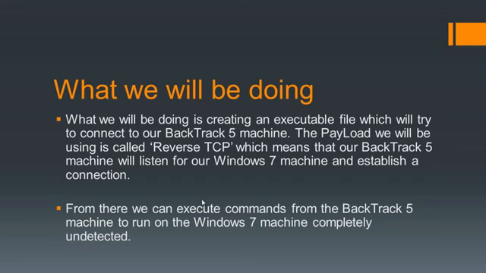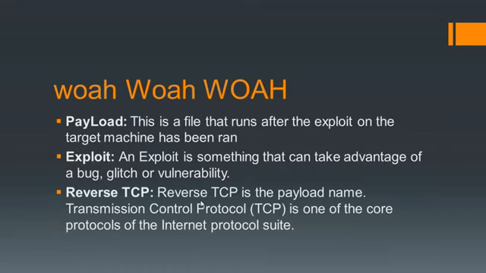Backtrack 5 machine. The payload we'll be using is called reverse TCP, which means our Backtrack 5 machine will listen for the Windows 7 machine trying to establish a connection. From there we can execute commands from the Backtrack 5 shell, so we can open up a shell on the Windows 7 machine and it'll be completely undetected. So now you're wondering, what am I on about?